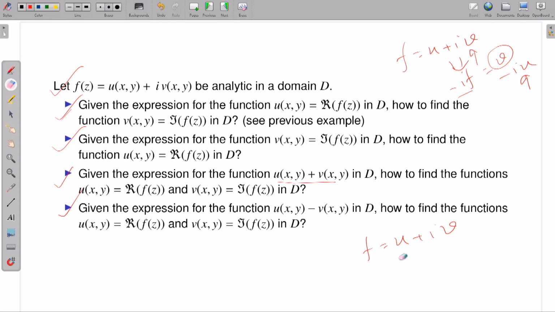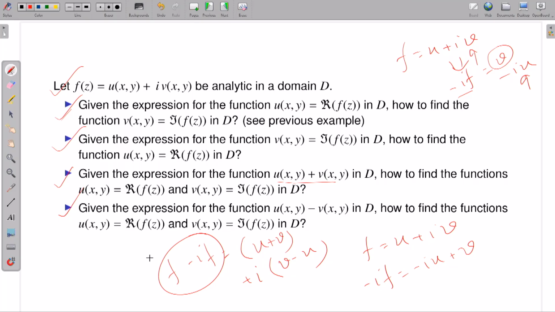So f is there, okay, fine. Now what is f minus i times f? I have already explained this. This should be u plus i v minus i u plus v, right? Okay, so now if I add it, then what is happening? See, f minus i f, this should be u plus v, and then if I take i common, this should be v minus u, right?